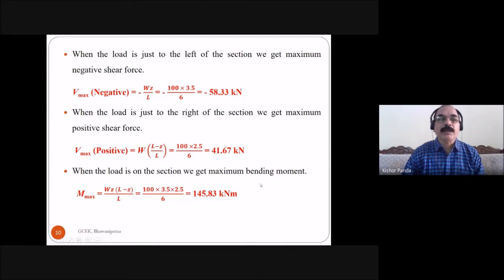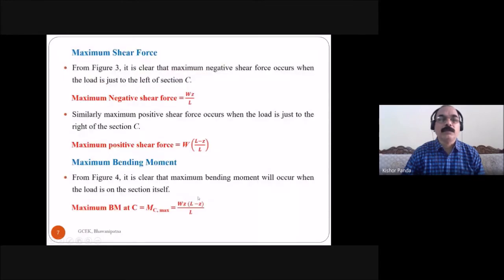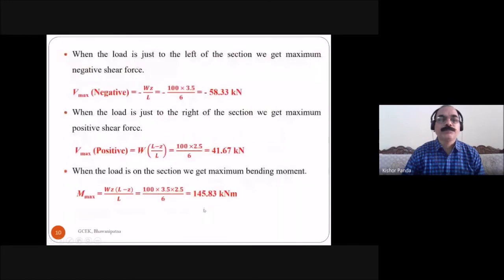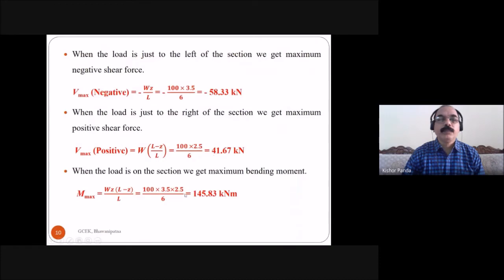Then where you will get the maximum bending moment? So the maximum bending moment you will get just at the section. So this is your WZ into L minus Z by L. Maximum bending moment at C is equal to WZ into L minus Z divided by L. So the maximum moment is equal to 100 into 3.5 into 2.5 divided by 6. Z is your 3.5 and L minus Z is 2.5, and the length is 6. So this is equal to 145.83 kilonewton meter.